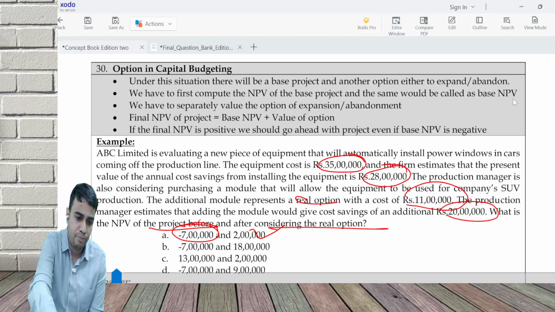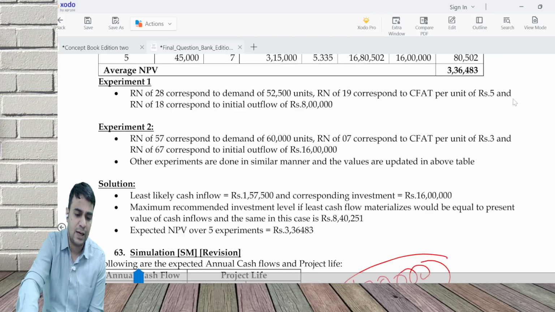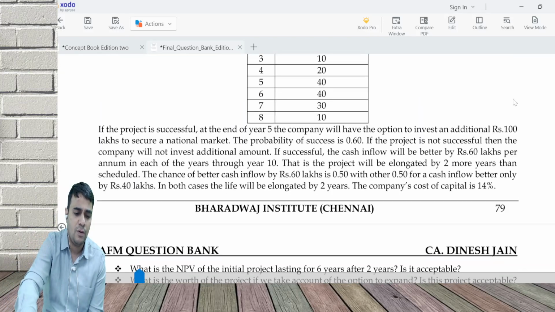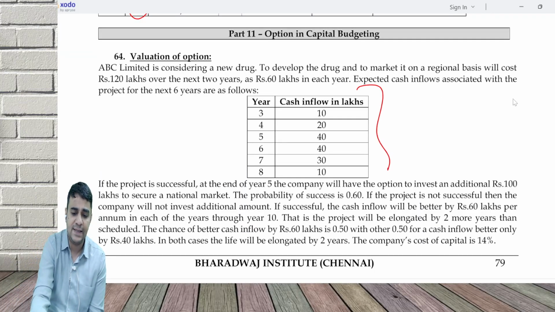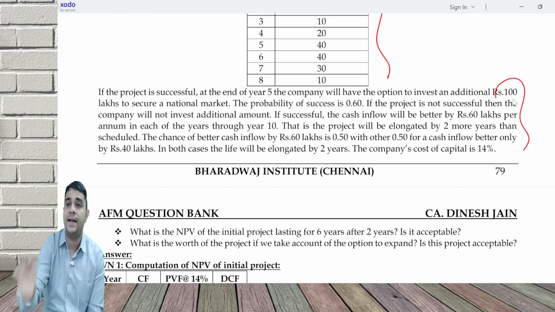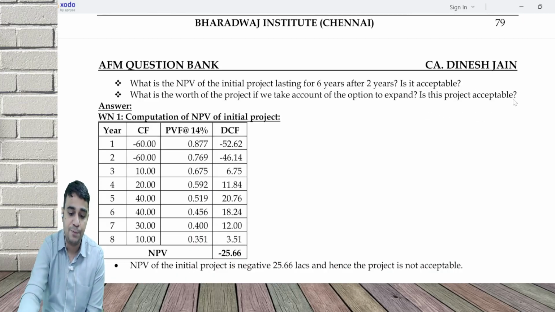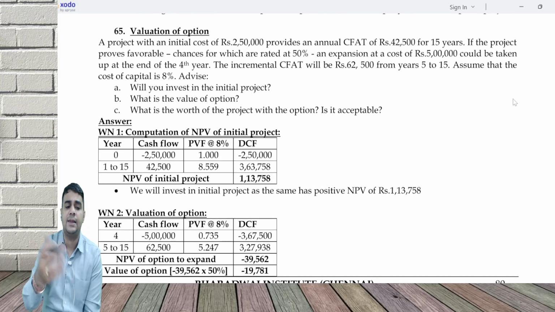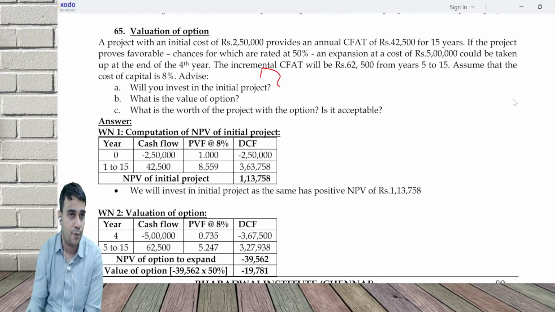So in the material, you have certain examples. These are good problems, not much to solve. There will be a base NPV and then there will be some data on the expansion. Do give it a try at home, you'll understand them better. There's a base option and there's a value of the option to expand.